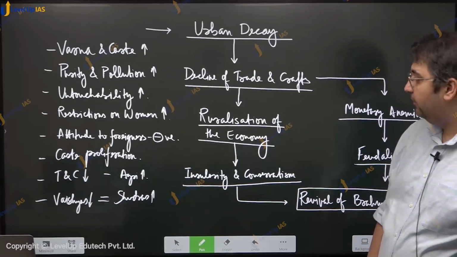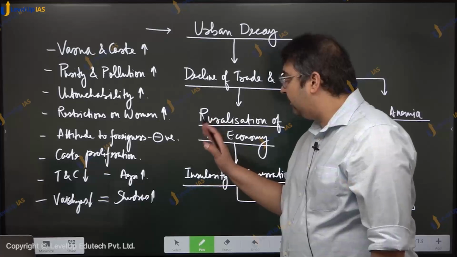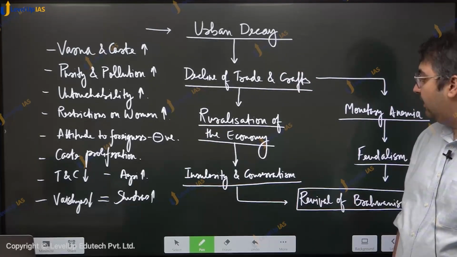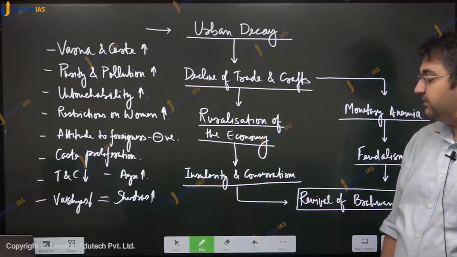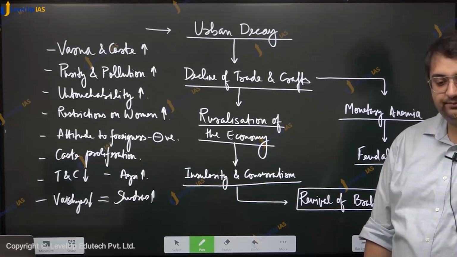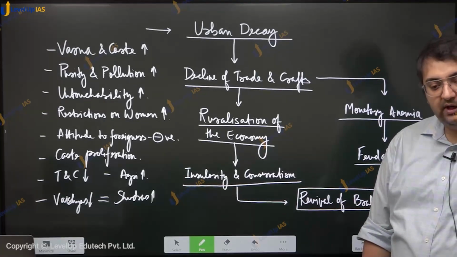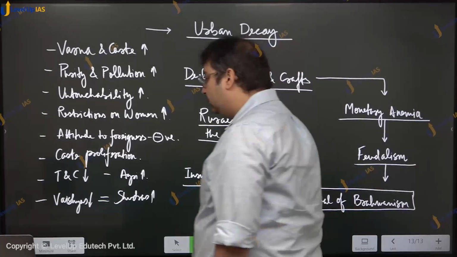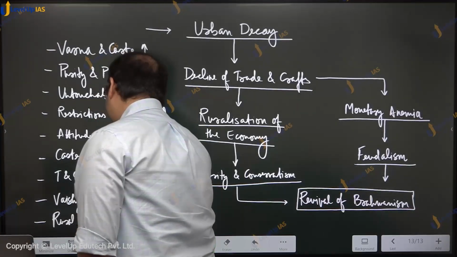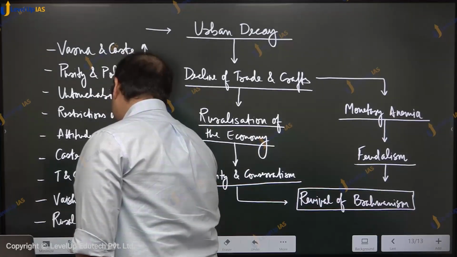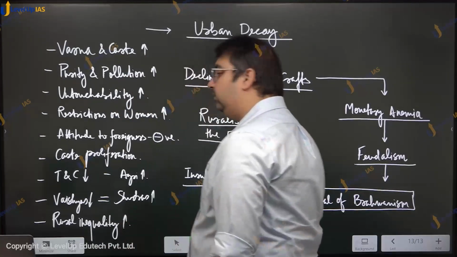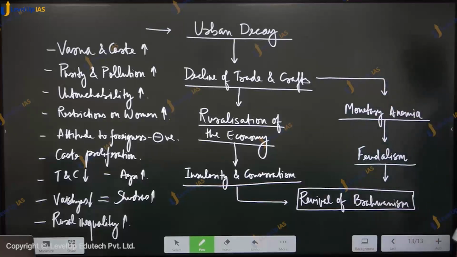Further, the Varnashram Dharma system, the idea of bhakti, and the emergence of feudalism is going to create what kind of an economic scenario in the rural economy? Egalitarianism or inequality? Inequality. So, rural inequality is going to increase.